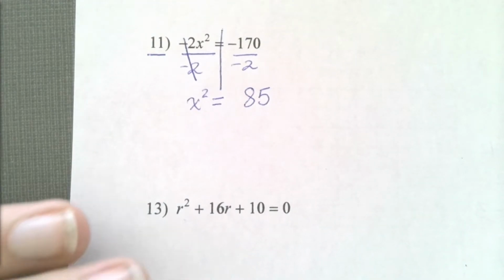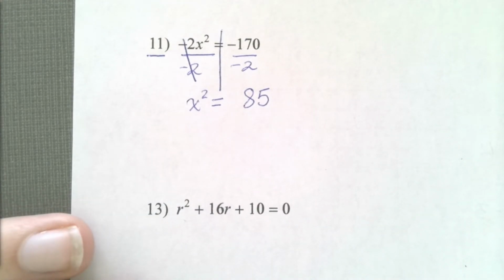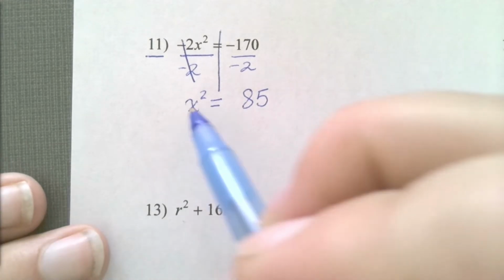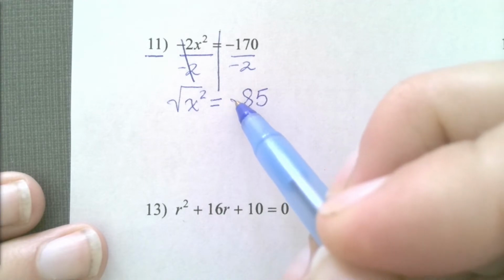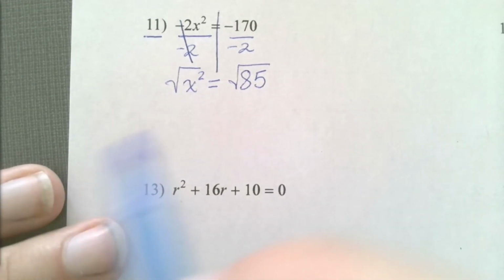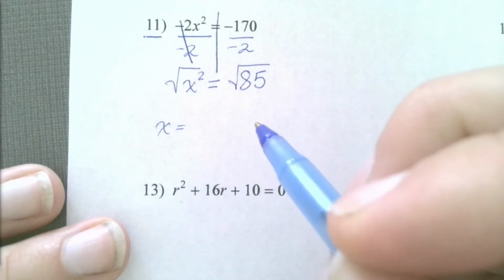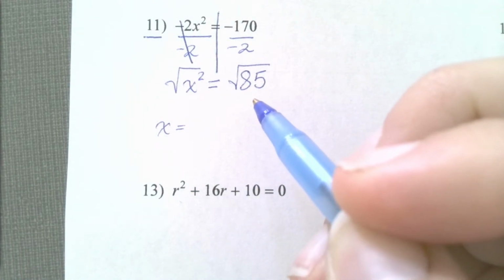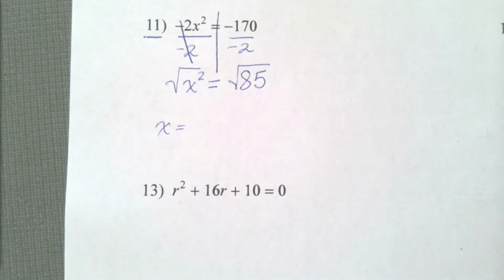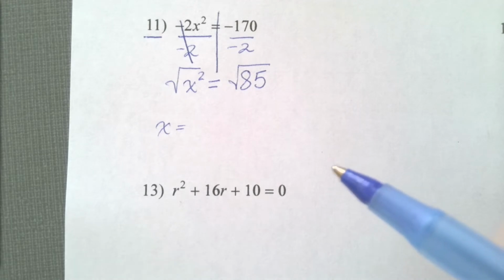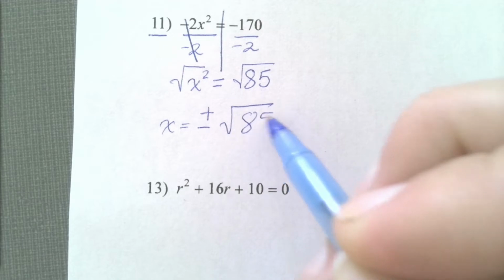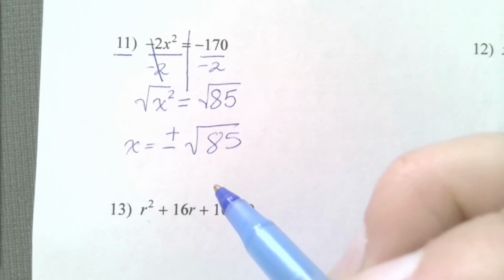How do I get rid of a square? Square root. If I add in the square root, what do I have to remember? What do I have to remember? When I add in the square root, what do I have to remember? Solve it. Break it down. Plus or minus. Okay, now 85, let's break that down and see if that works.